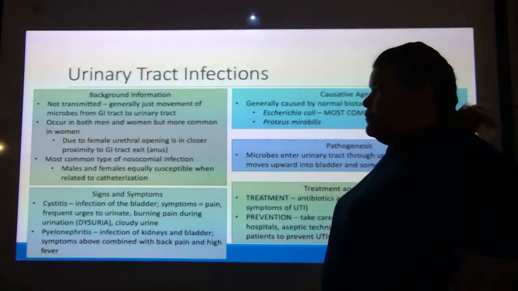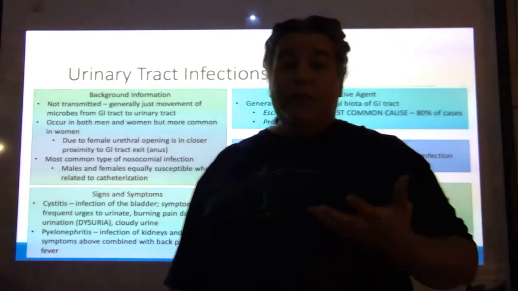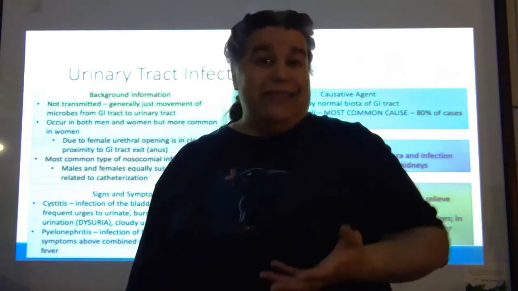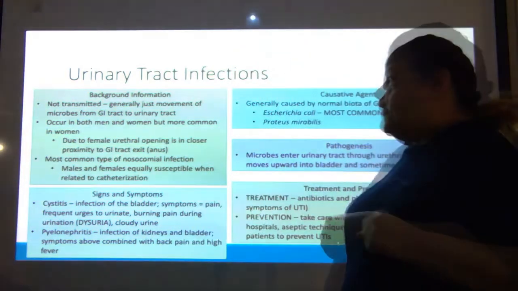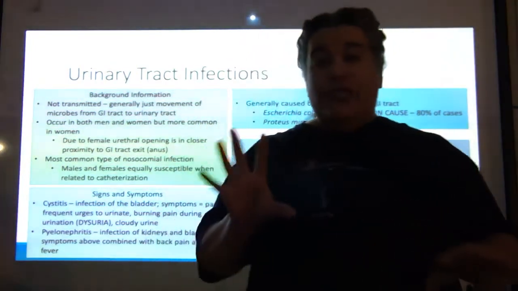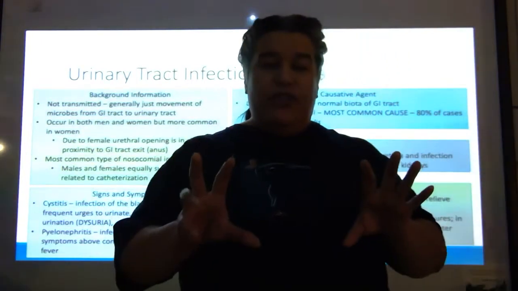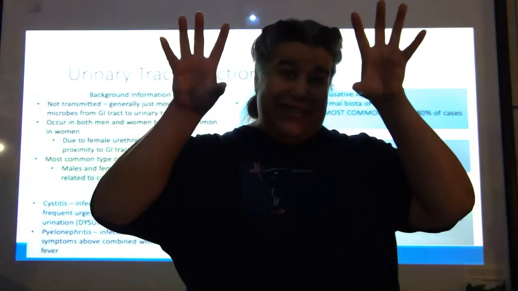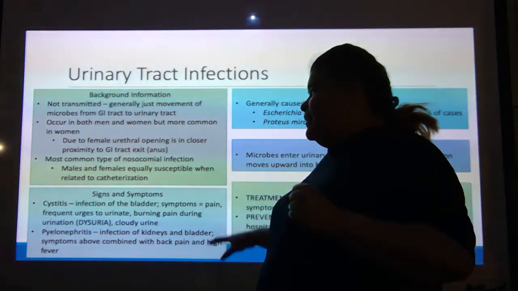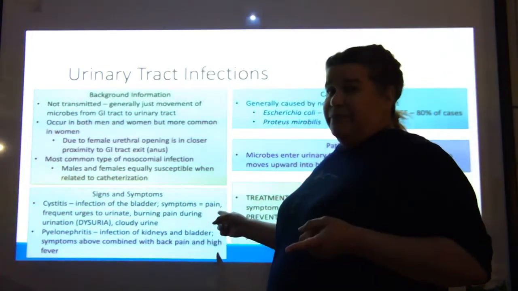The most common type of nosocomial infection is urinary tract infections. And because of the fact that it's a nosocomial infection, you're usually catheterized. It doesn't matter whether it's male or female. It is still the most common that you see in hospital settings. With signs and symptoms, you have two varieties. If it's just the bladder that is infected, this is cystitis. But if the infection has gone from the bladder up to the kidneys at the top, this is going to be pyelonephritis.